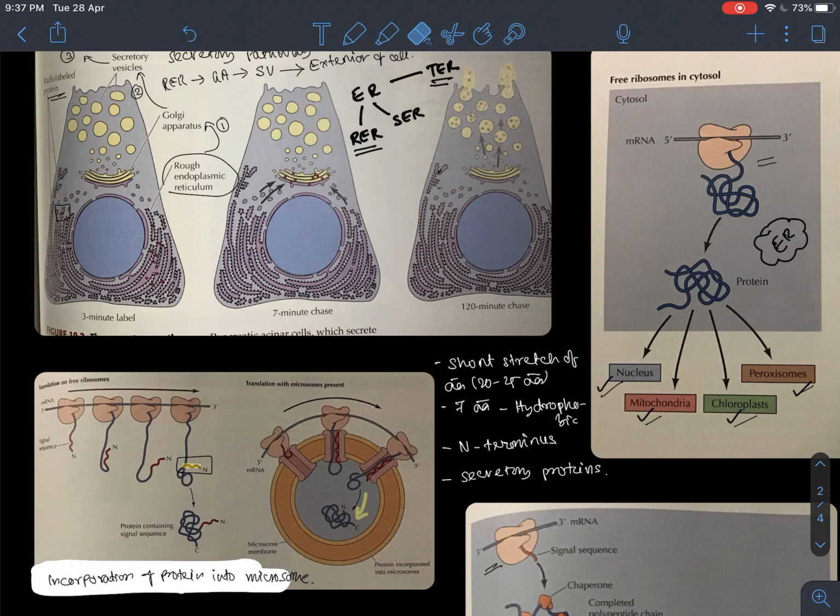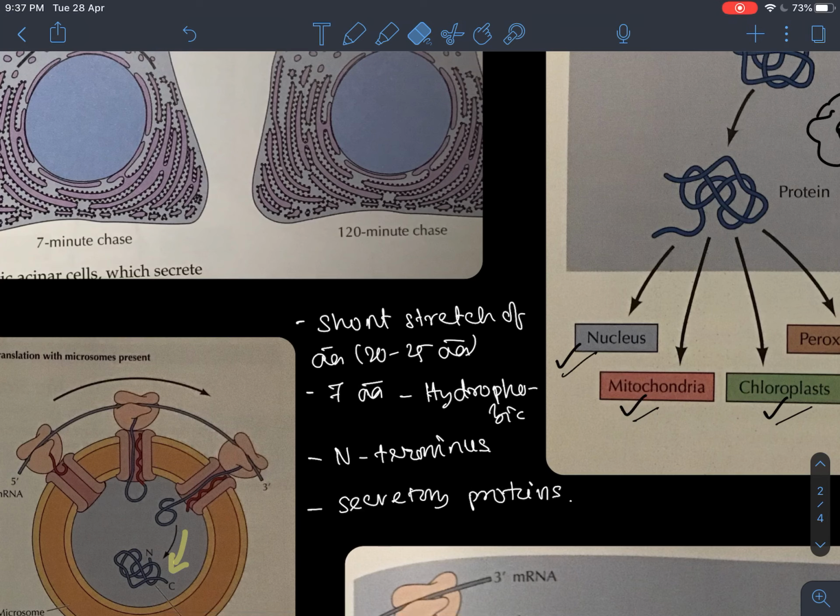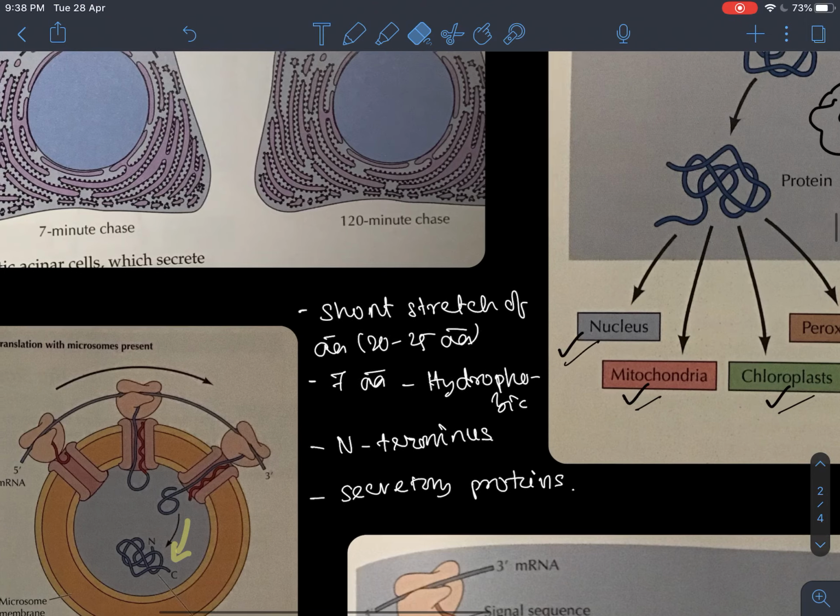In the previous video I talked about the signal sequence. The signal sequence is a stretch of around 20 to 25 amino acids, and among them 7 amino acids are totally hydrophobic. They are always present at the N terminus end of the protein, and they are the main characteristic feature of all the secretory proteins. Now we'll see how these secretory proteins get translocated within the endoplasmic reticulum lumen.